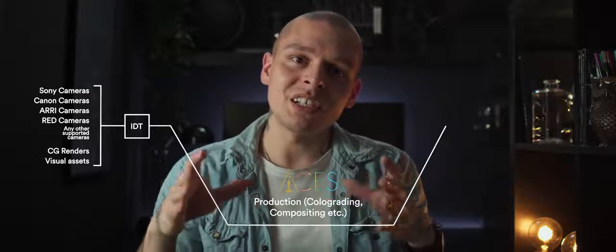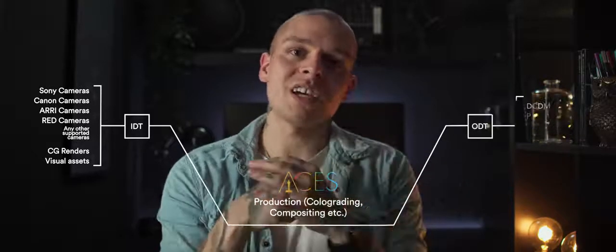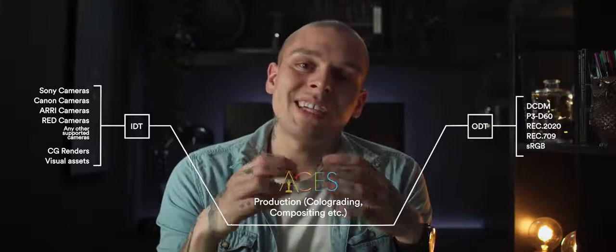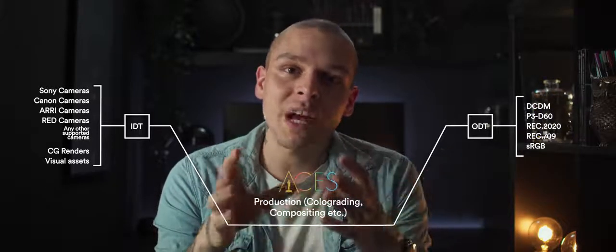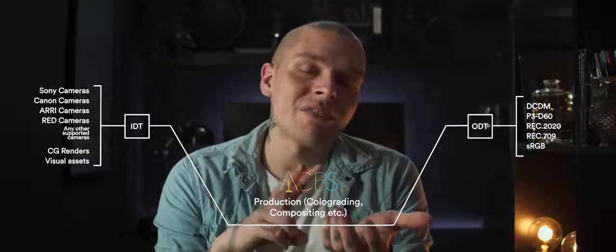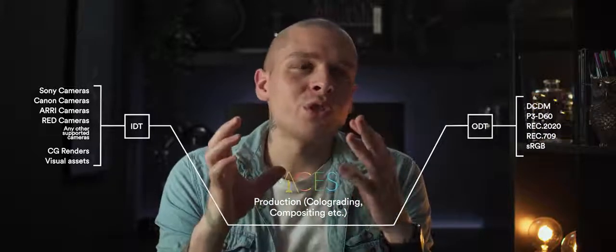Once everything is done, you will take your work and put it through ODT, which is Output Device Transformer. It takes ACES and converts it to whatever you need to deliver, back to sRGB, Rec 709, Rec 2020, or anything else. There is also RRT, which stands for Reference Rendering Transform, and it works in conjunction with ODT to ensure consistent look of the image across multiple platforms.